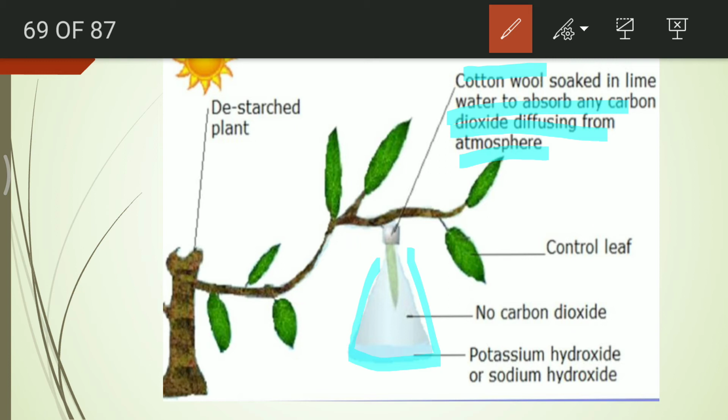After putting this particular arrangement of plant for 2 hours, we pluck the leaf which is inside the potassium hydroxide containing beaker and perform the experiment. Basically, when we do this experiment, we always try to keep half the portion of the leaf outside, but here we are not doing that. We have completely put the leaf inside, so that there is no chance of any influx of carbon dioxide.